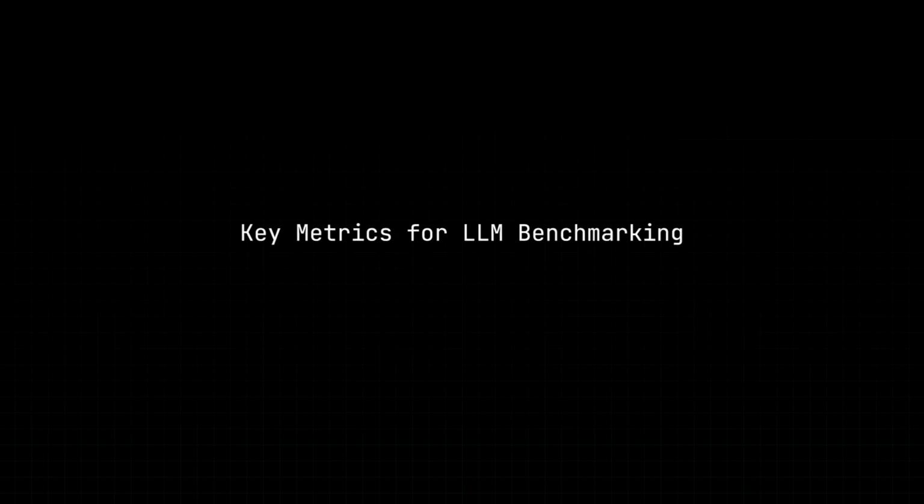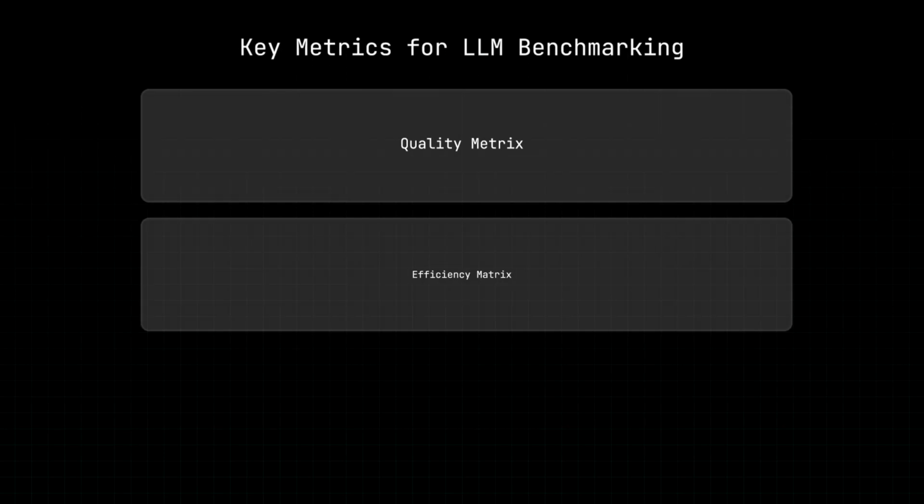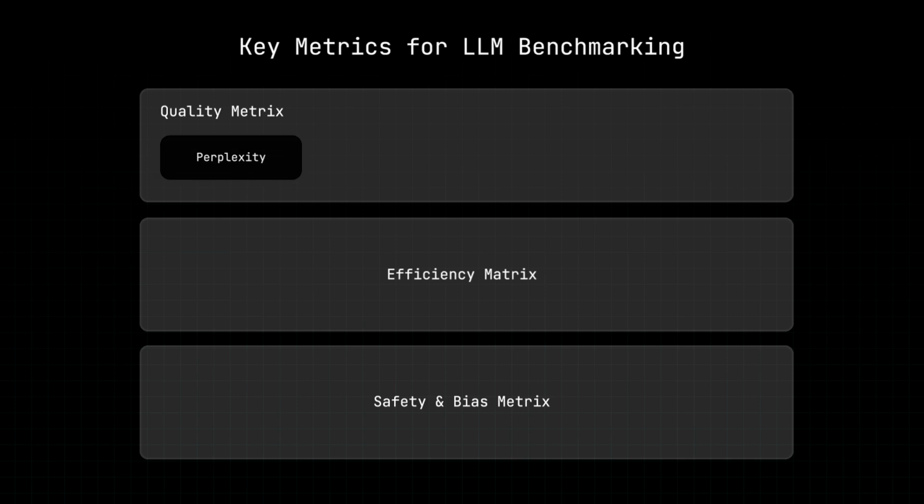Key metrics for LLM benchmarking. Evaluating an LLM involves looking at 3 core areas: quality, efficiency, and safety. Here's how we break them down. For quality metrics, we focus on perplexity. It measures how well the model predicts text. Lower values mean more fluent language generation.